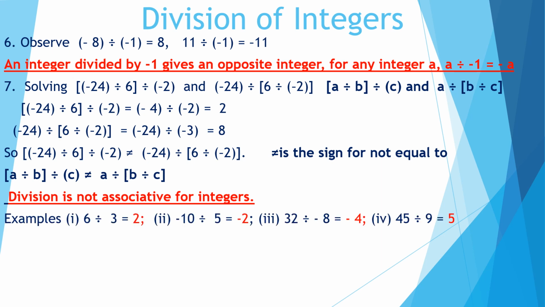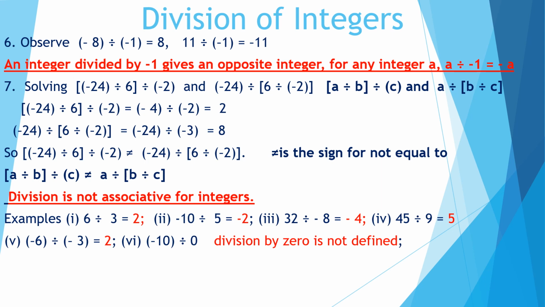Now let's take up some simple examples. 6 divided by 3 is equal to 2. Positive integer divided by a positive integer. A negative integer divided by a positive integer, the answer will be negative, minus 2. Positive integer divided by a negative integer, the answer will be minus 4. 45 divided by 9. When we divide a positive integer by a positive integer, we get a positive quotient. Minus 6 divided by minus 3. Dividing a negative integer by a negative integer, we get positive 2.